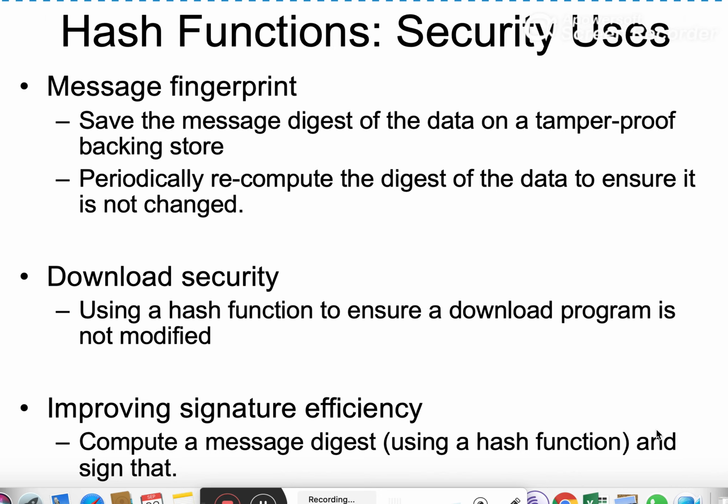Download security. We can also use a hash function to ensure a downloaded program is not modified, because while you are downloading a program, they also provide you with the hash of that program. When you are downloading any software, the website gives you a download link for that file and the hash of that executable program.